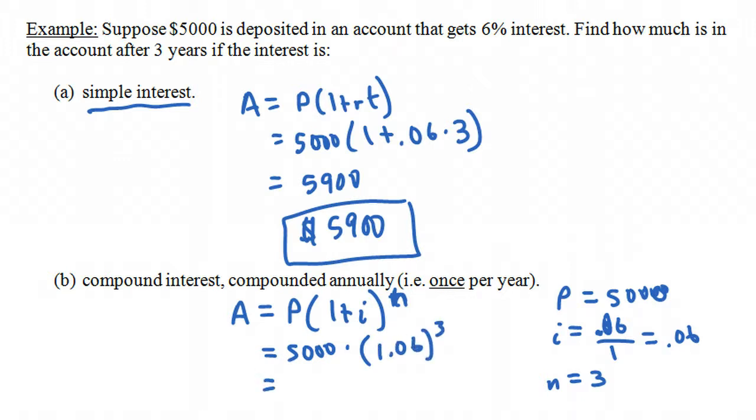And when I calculate this on my calculator, I got $5,955.08. Okay, so notice you got more by compounding once per year for 3 years than you did getting simple interest. Again, compounding once per year is only the same as simple interest if we're just talking about a 1-year time span, but over a longer time span you'll get more with compound interest.